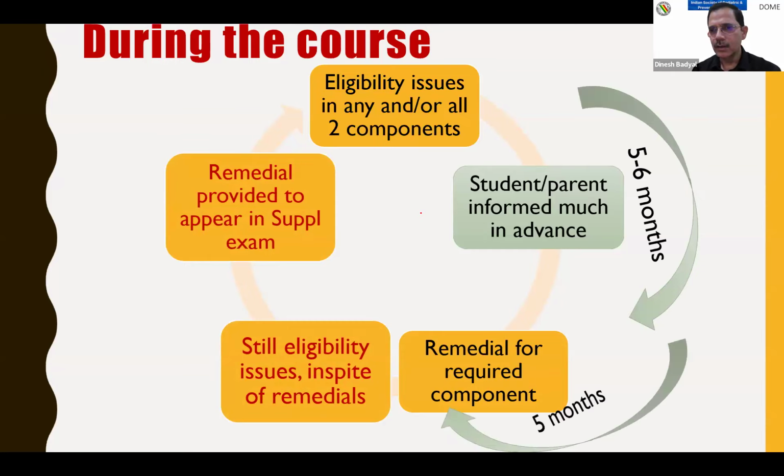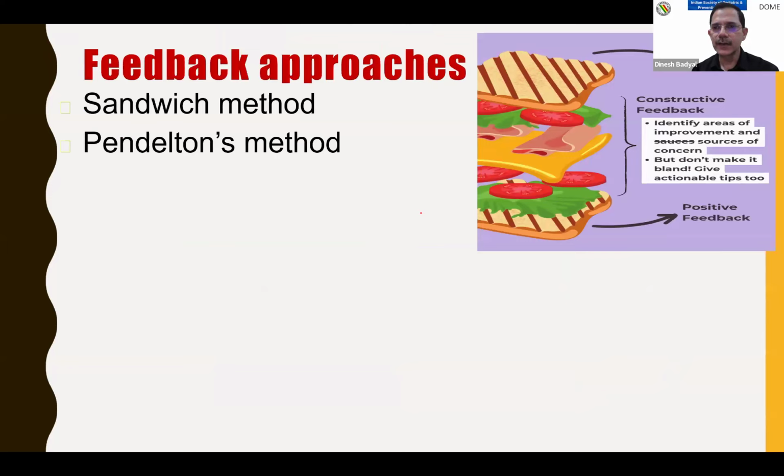There are two methods. One is the sandwich method, right now on your screen. Remember, you have to identify the areas of improvement and not give them bland. You need to add some actionable tips too, below and above. Not too much sugar coating, but between those layers you are giving the actual areas for improvement. That is known as the sandwich method. You might have used this knowingly or unknowingly.